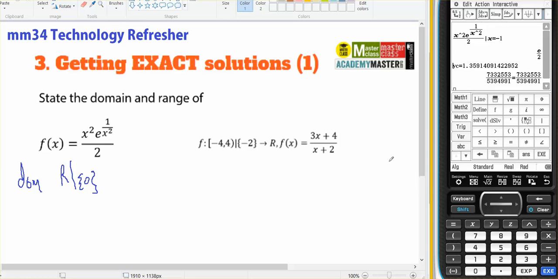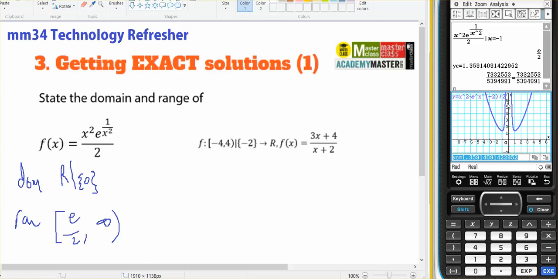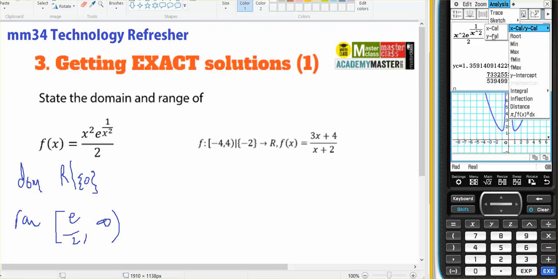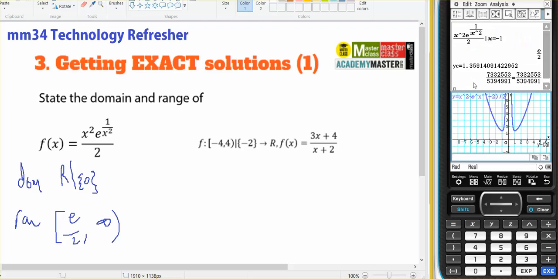So my range, coming back over here, should be e over 2 to infinity, square bracket on the e over 2, because it actually does equal it. So just double check that again. Okay, here is my lowest value, which is e over 2, and it should be the same as on the other side. So analysis, gsolve, ycalc when x equals 1. Okay, and that is the same value. So that's good. That's my domain and range for that particular one.